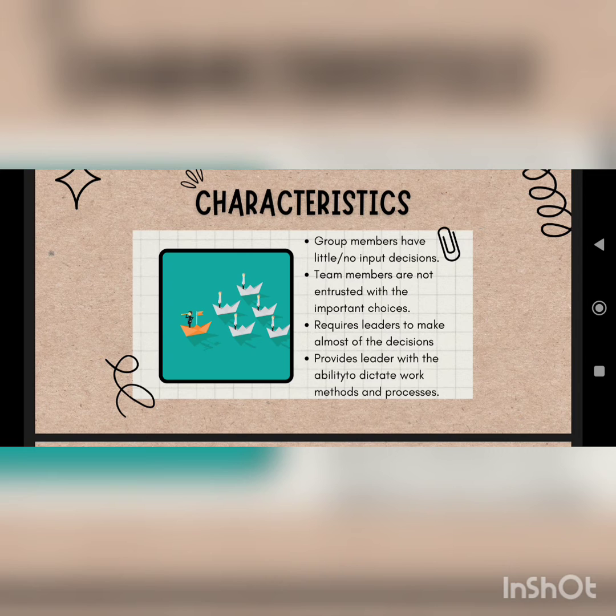Third, it requires leaders to make almost all of the decisions. So only the leader has the power to make a decision. The last one is the leader has the ability to dictate to the members what they're going to do. So that is non-participatory management. The leader has the power to dictate, to set rules and regulations to follow in order to achieve the goals.